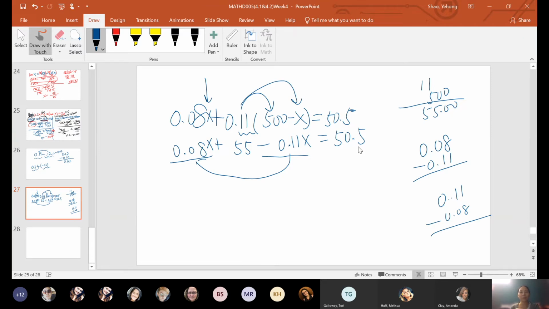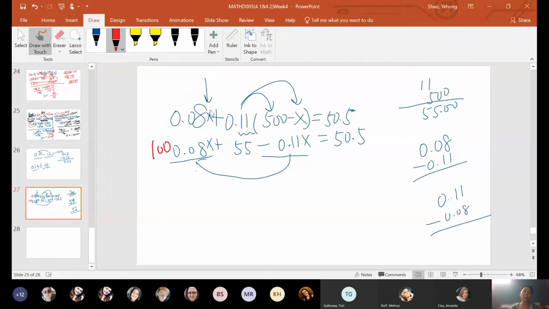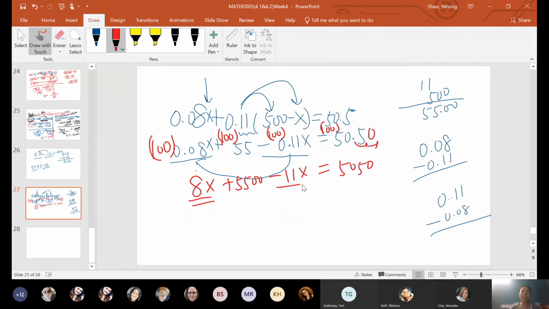Maybe you can just get rid of the decimals from this step. So when you get here, say, oh, I'm confused. I don't know how to subtract 0.11 from 0.08. So you can choose to multiply by 100 here. You don't have to multiply by 100 from the first step, any step, anywhere, as long as it's convenient. So I'm going to just multiply by 100 here. And 100 times 0.08, I get 8. 100 times 55, I get 5,500. And 100 times 0.11, I get 11, negative 11x. And then 2 places, add a 0. So you get 5050.